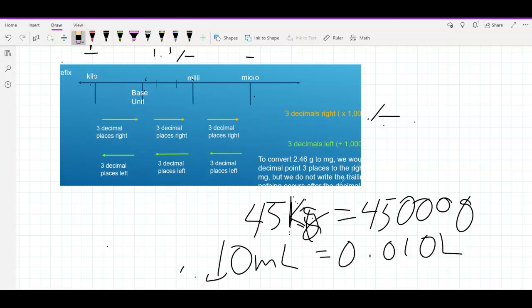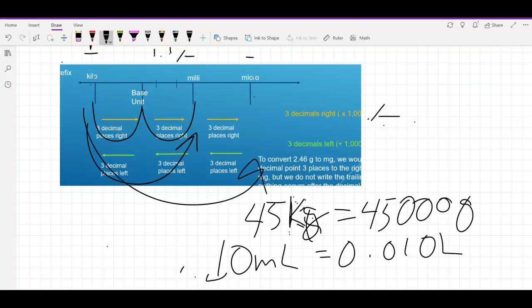So you would basically count your decimals or multiply by 1,000. To go from kilo to base, you're multiplying by 1,000. Base to milli, you're multiplying by another 1,000. So kilo to milli, that's not 2,000. It's 1,000 times 1,000. So that's 6 zeros, which would be a million. Kilo to micro would be 9 zeros, a billion.